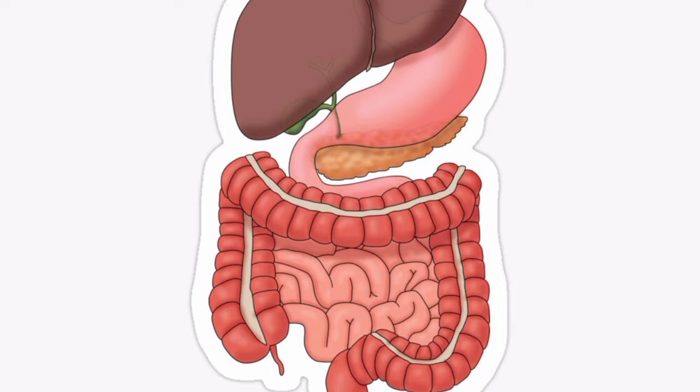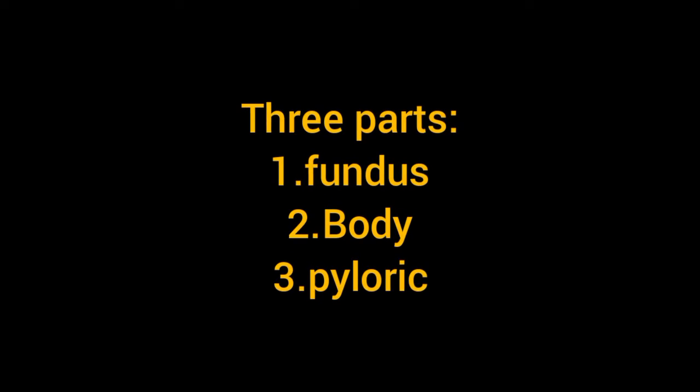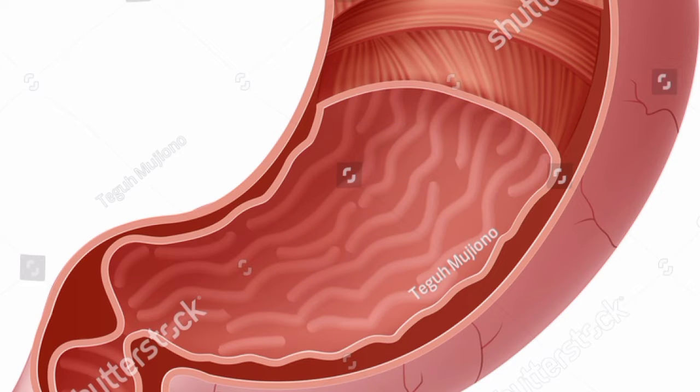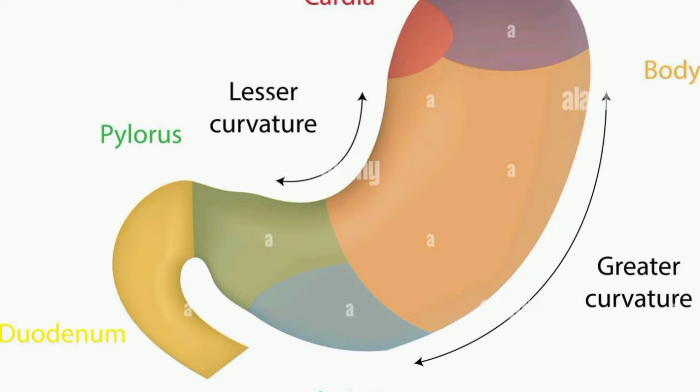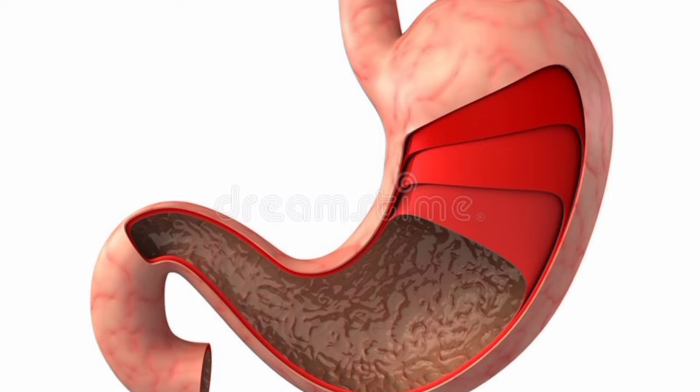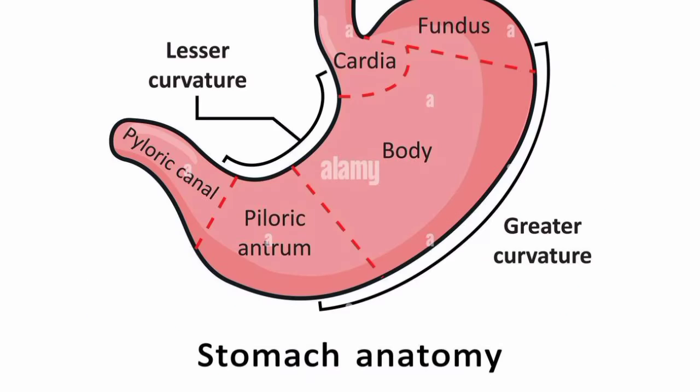Now I will give a brief description of the parts of the stomach. Anatomically, the stomach has three parts: the fundus, the body, and the pyloric part. The pyloric part is again divided into two portions: the pyloric antrum and the pyloric canal. So we mainly have three parts of the stomach: fundus, body, and pyloric part.